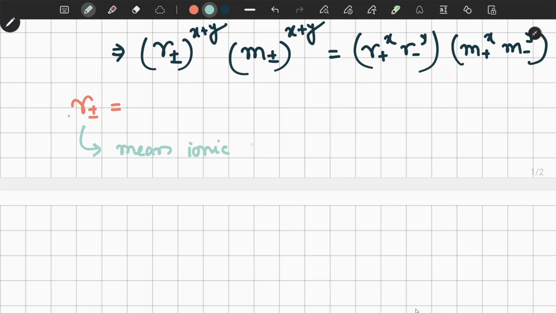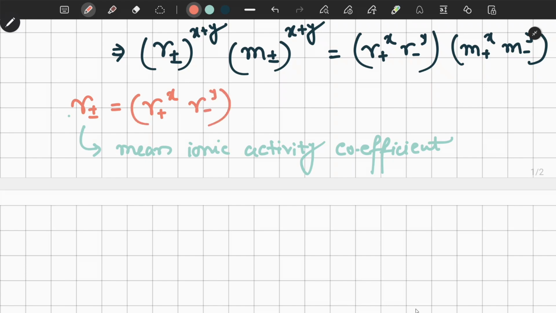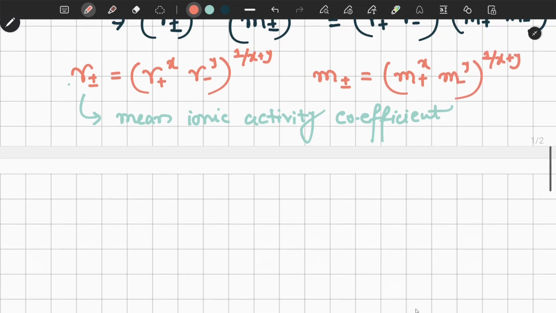Mean ionic activity coefficient. So that is obviously clear from the above equation. It will be gamma plus to the power x, gamma minus to the power y, to the power 1 by x plus y. And this is the mean ionic concentration or molality. So that will be mean molality. That will be, obviously, similarly, m plus to the power x, m minus to the power y, to the power 1 by x plus y. Okay, so you can write it.